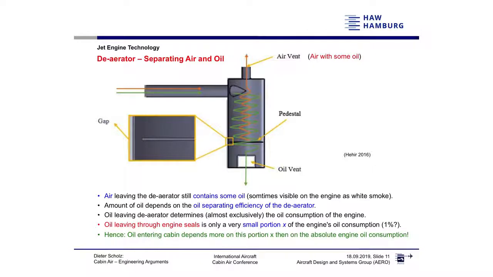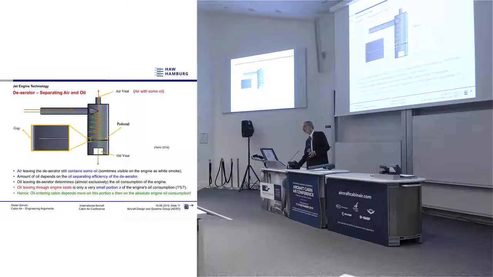So when people say, we've heard that the engines consume half a liter per hour per engine, the question is, where does the oil go? And then what do we think is all going into the cabin? But if that would all go into the cabin, we would need buckets to carry the oil out. So that's not the case. So most of the oil is going out here, and very, very little is leaving through the seals. And how much depends on a small portion, let's call it X, and X is something in the order of 1%. I mean, bad enough, yeah? And it can be calculated.